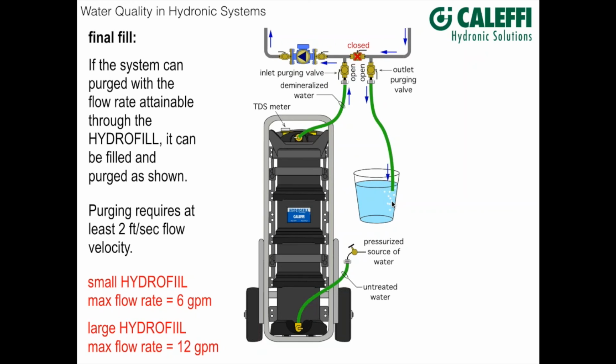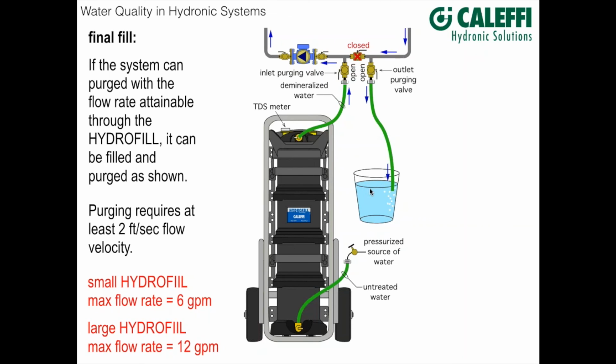Now, this works in systems where to purge the air, we want a flow velocity of at least 2 feet per second, and there is a limit to how fast the water can go through the hydrofill product and get proper demineralization. There has to be some reaction time with these resin beads. So recommended maximum flow rates on that small hydrofill unit is 6 gallons per minute, and on the larger one, 12 gallons per minute. If these flow rates are sufficient to generate a good purging effect to get the air out of the solution, out of the system, this is the setup.